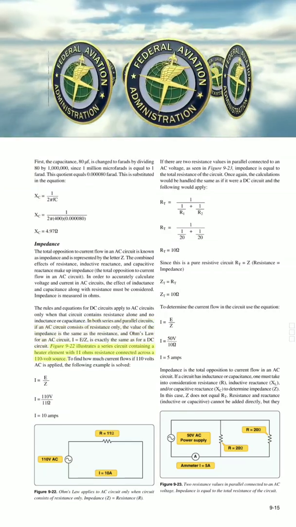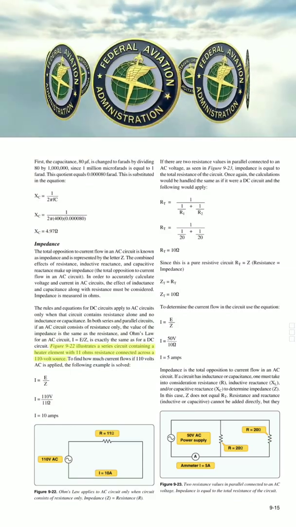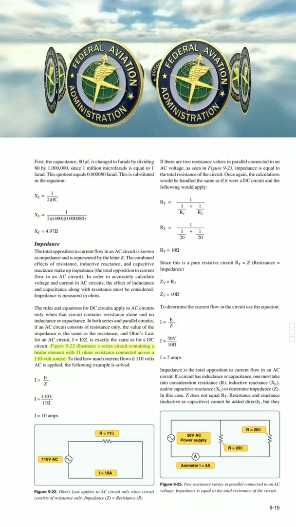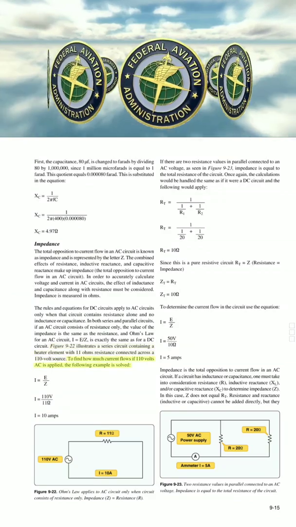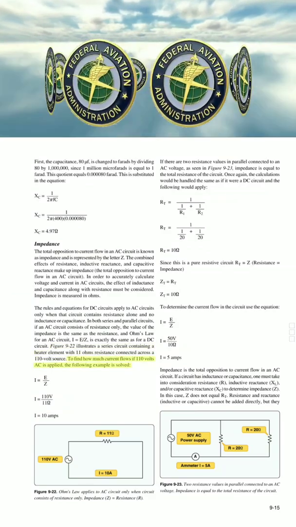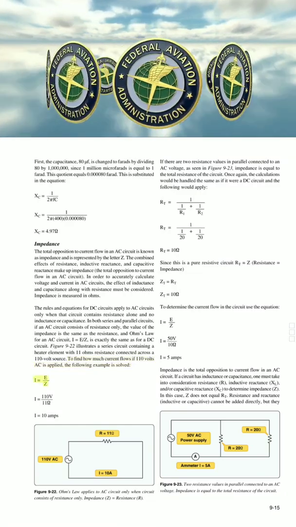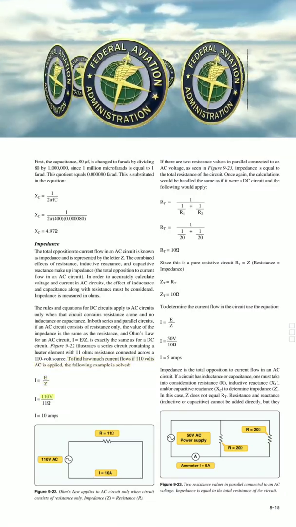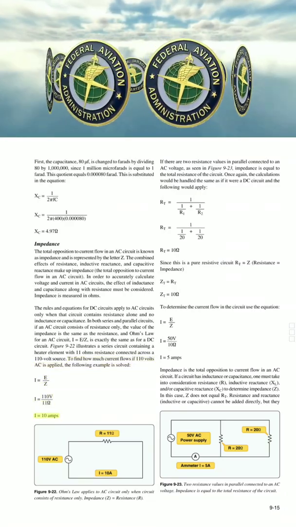Figure 9-22 illustrates a series circuit containing a heater element with 11 ohms resistance connected across a 110 volt source. To find how much current flows if 110 volts AC is applied, the following example is solved. I equals E/Z, I equals 110 V/11 ohms, I equals 10 amps.